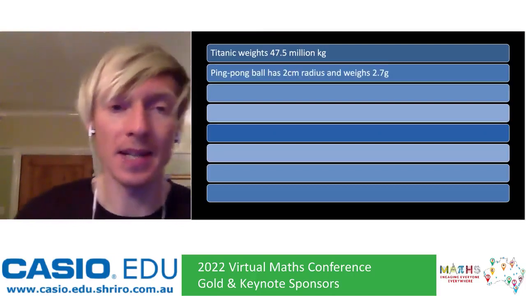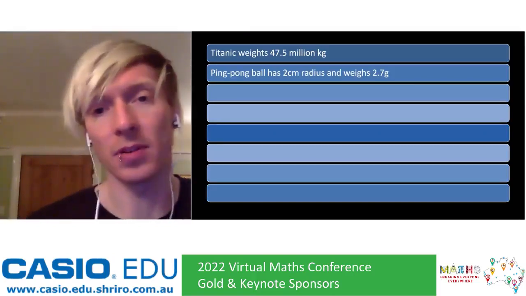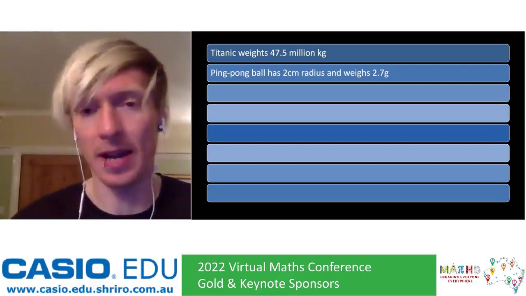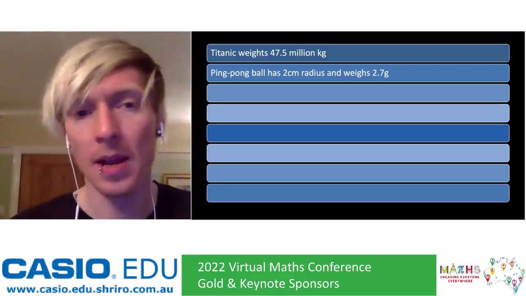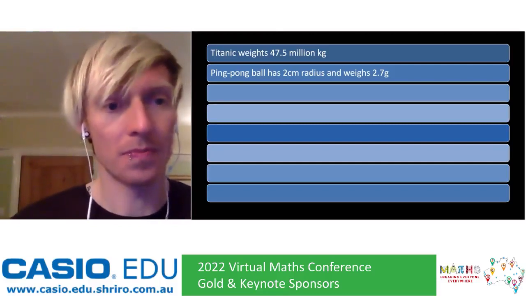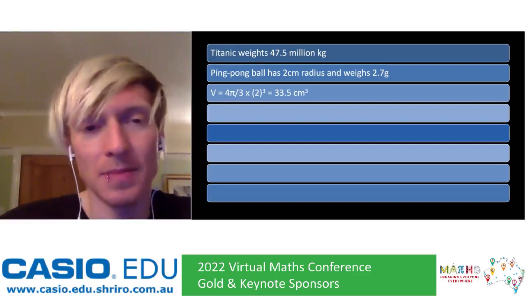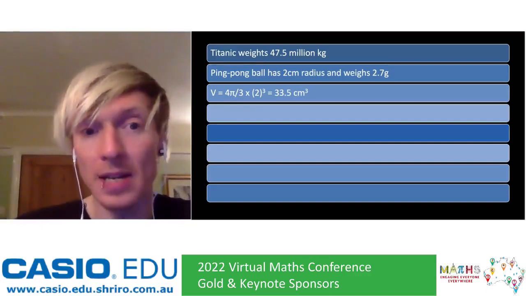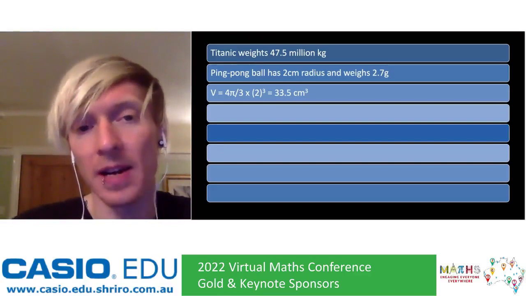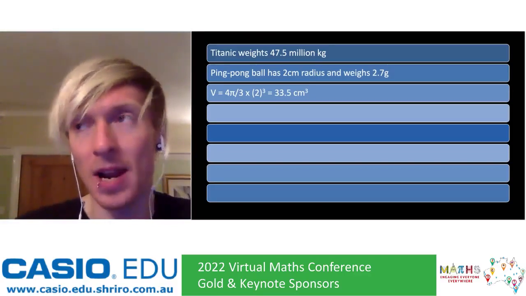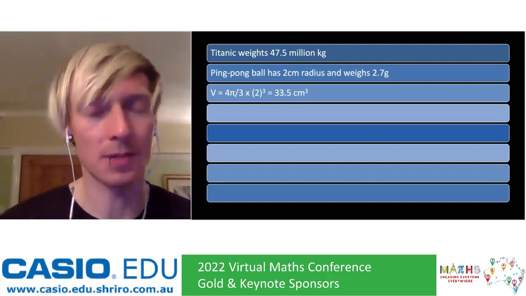A standard ping pong ball has a 2 centimeter radius and it weighs 2.7 grams. So we've got 2.7 grams pulling it down. That's our weight. We now need to know its volume. The volume is four thirds pi times the radius cubed. The radius here is 2 centimeters, so it gives us a volume of 33.5 centimeters cubed. So now we know the volume of our object, so that's the amount of fluid displaced.